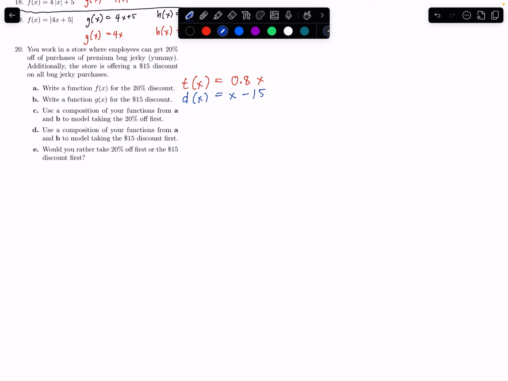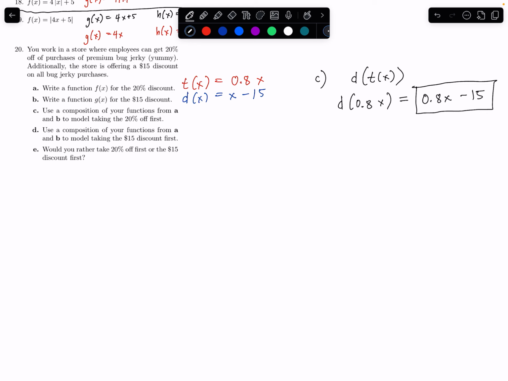So let's do that. 20% off first means 20% should be the inner function, right? So this is letter C. I'll do side work over here. Letter C: 20% off first means t of x is the inside function, and then I do d of x after. And let's see what that is. d of t of x. t of x is 0.8x. d of it is get the input, 0.8x in this case, and subtract 15. So 0.8x minus 15. That's letter C.